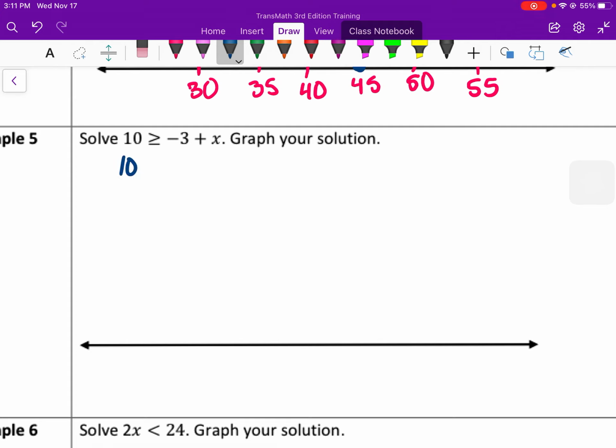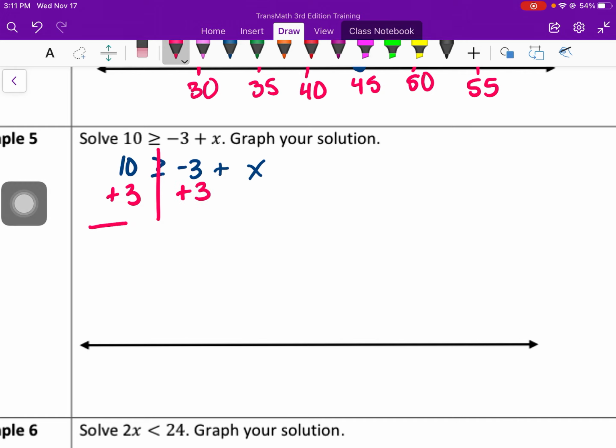All right. This one is 10 is greater than or equal to negative 3 plus x. So I can solve this still, even though the variable is on the right side. I just want to get the x by itself, so I need to get rid of this plus negative 3. Well, the opposite of adding negative 3 is to add positive 3. So I'm going to do that to both sides. Then 10 plus 3 is 13. Adding doesn't change my inequality, it'll stay there, and then on this side I have x left.